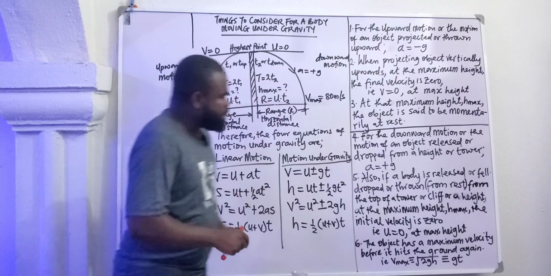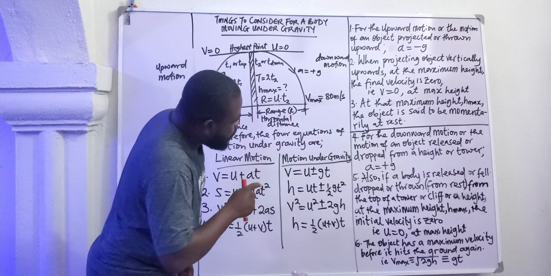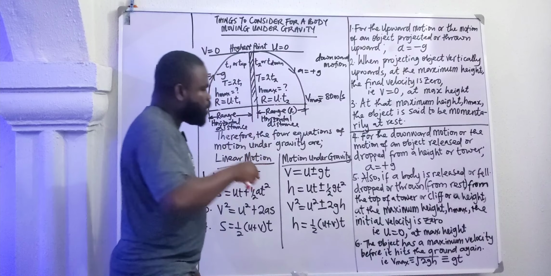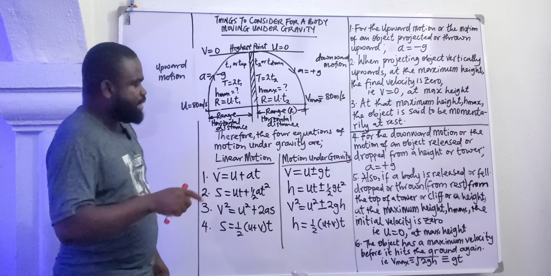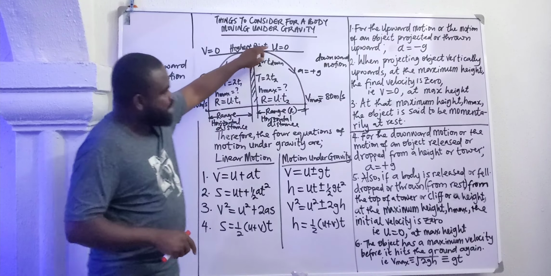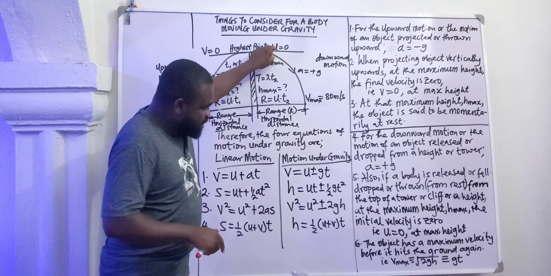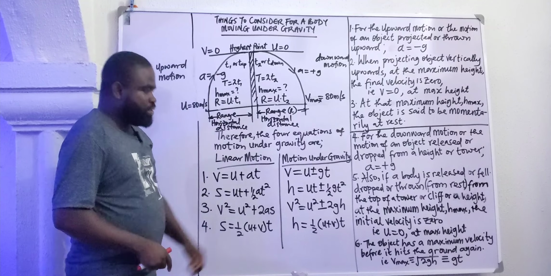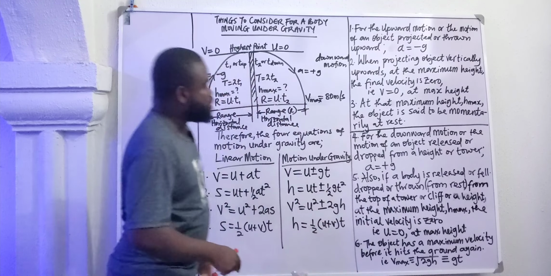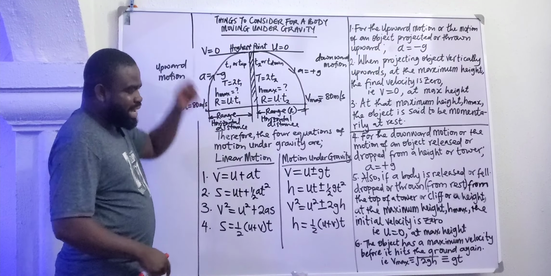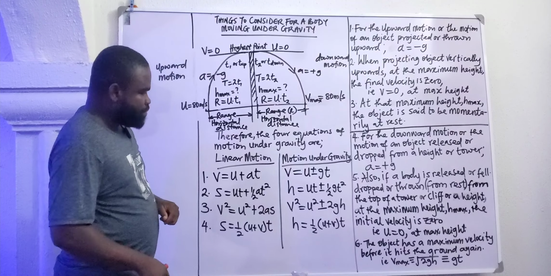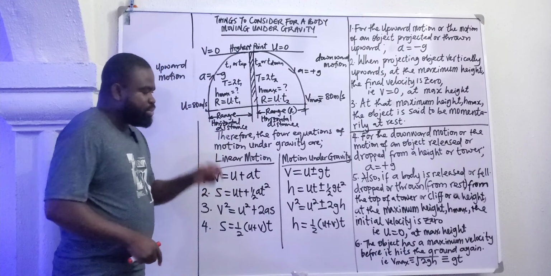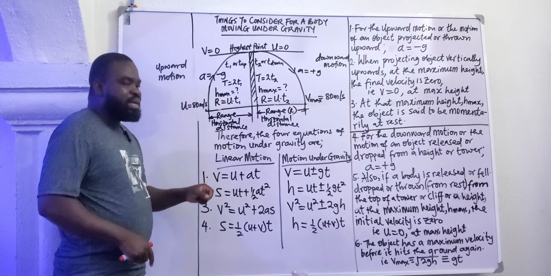Also, if a body is released or dropped or thrown from rest, I've explained that from the top of a tower, a cliff, or a height, then at the maximum height, the initial velocity is 0 because the body is from rest. The initial velocity is 0 for the downward motion at the maximum height. And lastly, the object will have a maximum velocity before it hits the ground.